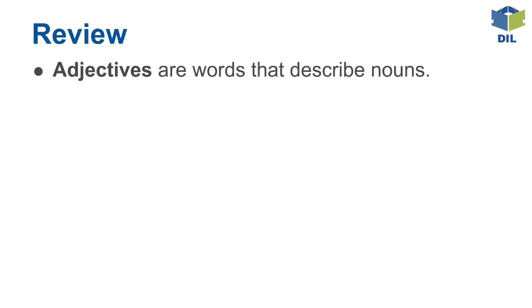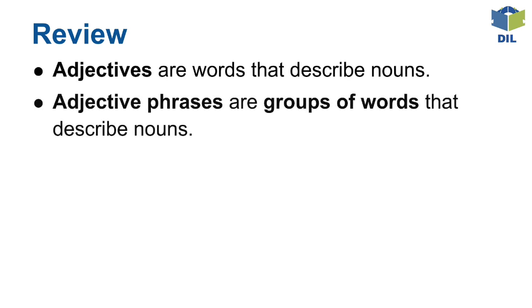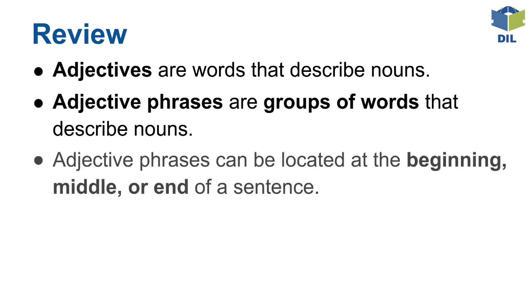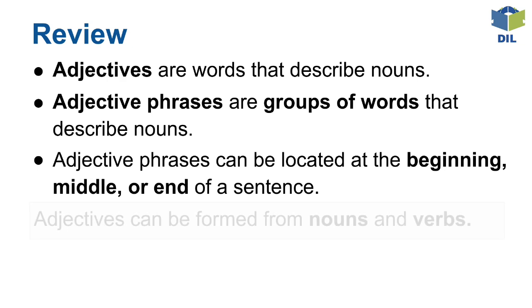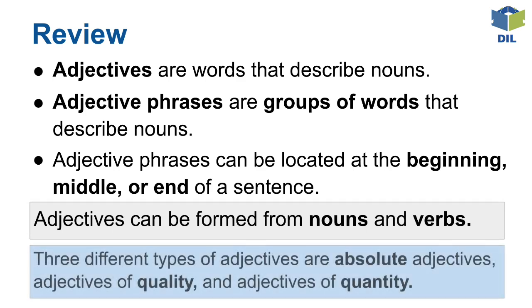Let's review. Adjectives are words that describe nouns. Adjective phrases are groups of words that describe nouns. Adjective phrases can be located at the beginning, middle, or end of a sentence. We also learned that adjectives can be formed from nouns and verbs. And the three different types of adjectives are absolute, adjectives of quality, and adjectives of quantity.